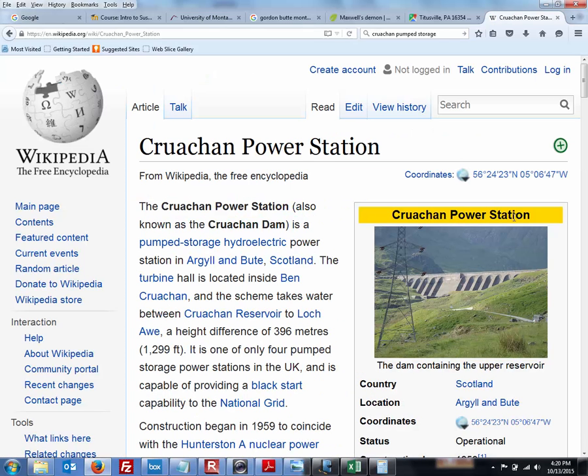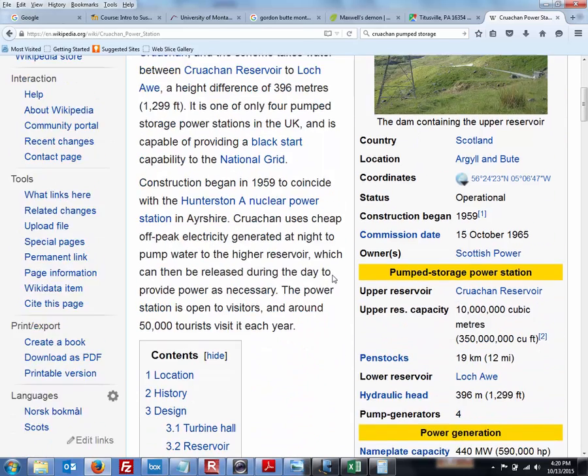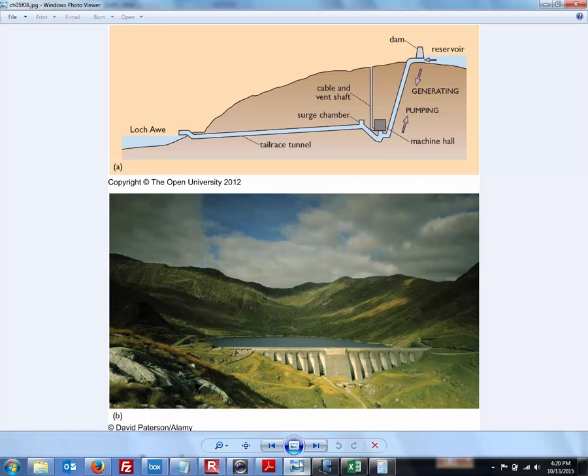That looks real to me. It is located. There it is. 400 meters, location, 4 generators, 400, so it's on par with what's going in at Gordon Butte, fairly substantial. Okay, so that's this guy in Scotland.